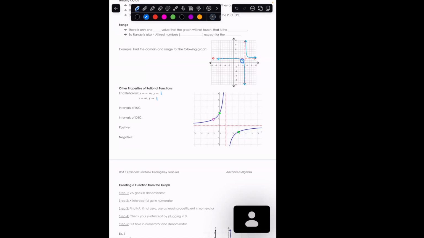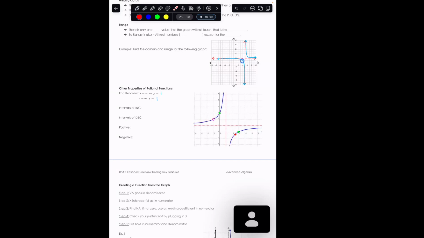All right, intervals of increasing and decreasing. So increasing just means, generally speaking, the function is going up. It's increasing over time. I have a positive rate of change, positive slope. So this is increasing, I'm moving up as I go from left to right.